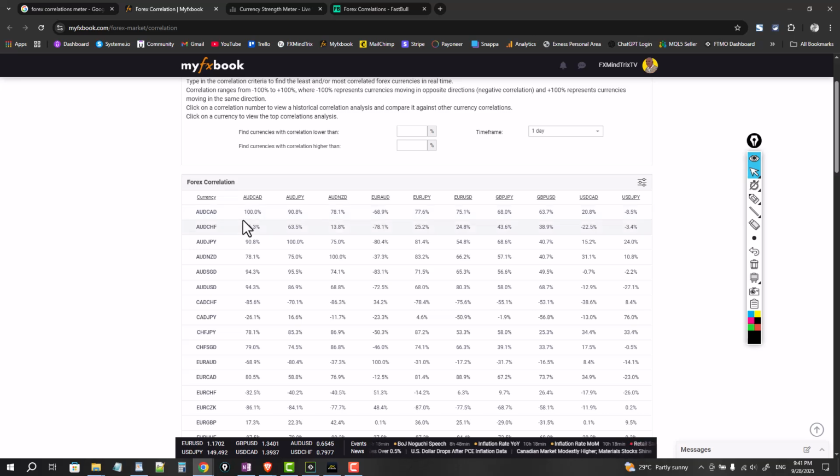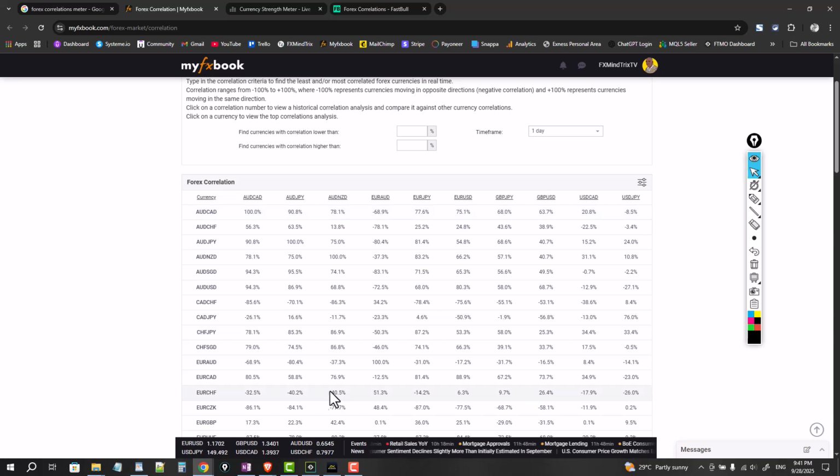But when you compare the AUD CAD with the AUD JPY, you could see that this currency pair is actually correlated about 90.8%. So this would mean that if the AUD CAD, for example, is moving up, then it's highly likely that the AUD JPY currency pair is also likely to mimic that movement as well.